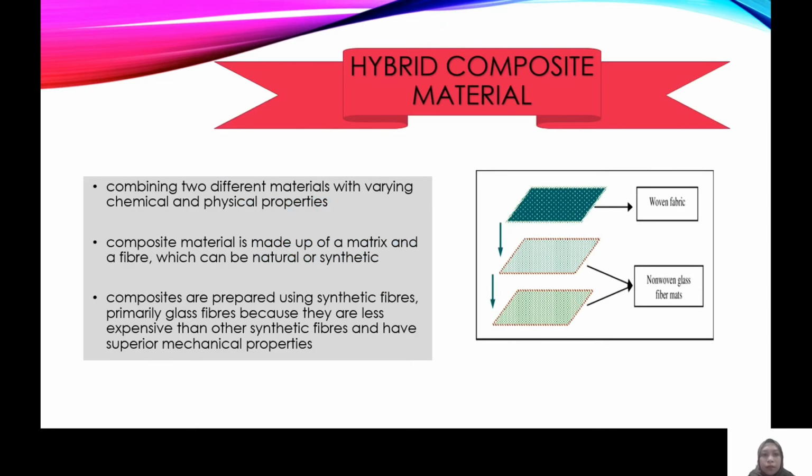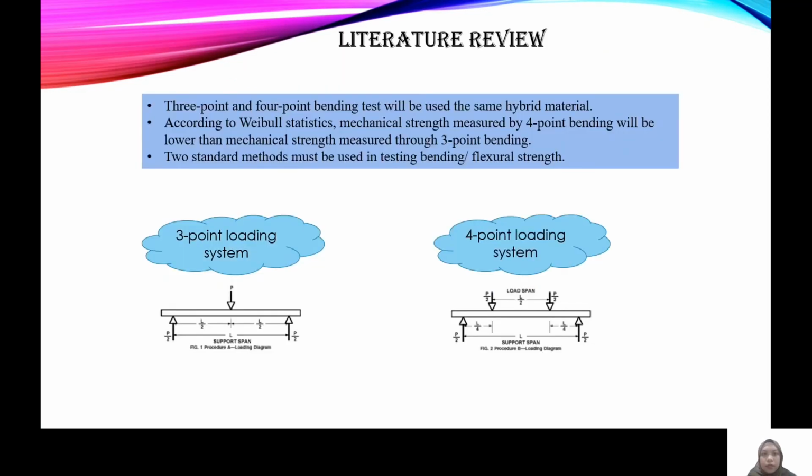Hybrid composite material is defined as the combining of two different materials with varying chemical and physical properties. Composite material is made up of a matrix and a fiber, which can be natural or synthetic. Composites are prepared using synthetic fibers, primarily glass fibers, because they are less expensive than other synthetic fibers and have superior mechanical properties. The figure shown is hybrid composite laminates, the combination of woven fabric and non-woven glass fiber mats.